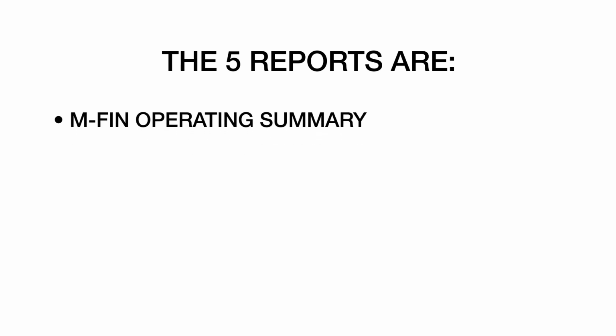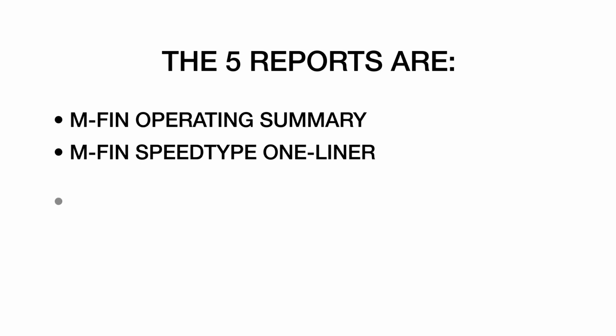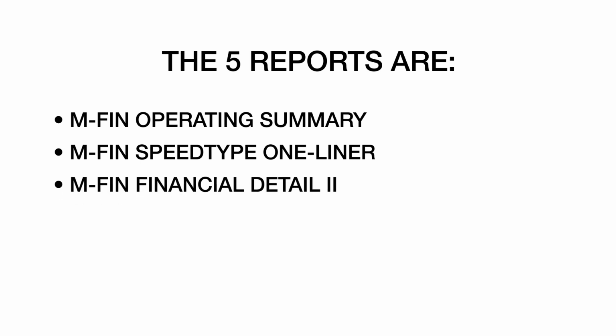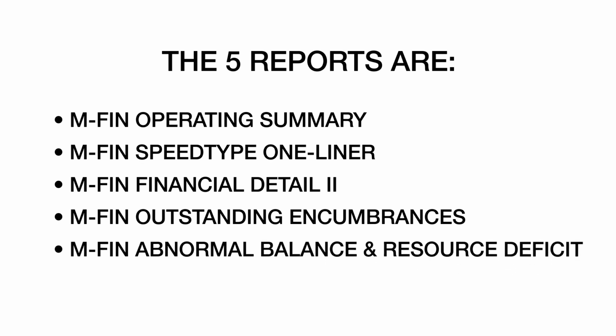The 5 reports are MFIN Operating Summary, MFIN Speed Type One-Liner, MFIN Financial Detail 2, MFIN Outstanding Encumbrance, MFIN Abnormal Balance and Resource Deficit. These reports are useful because they tell you your available balance, which shows how much money you have after expenses and commitments. They show you how spending compares to what was budgeted, and they help you spot issues that need to be corrected. Let's take a quick look at each of these reports.